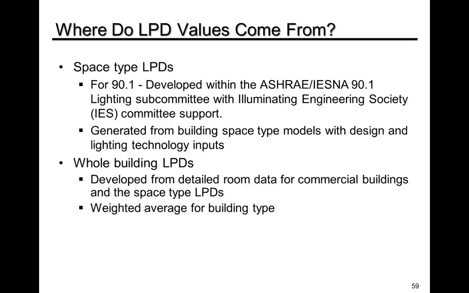And these models have several inputs. They start with Illuminating Engineering Society recommendations for light levels. They incorporate light loss factors. They incorporate current design practice, lots of other inputs to these models. And these inputs are all reviewed each time we go through a cycle. The whole building LPDs are developed essentially directly from these space types. And what happens is there's a large data set of very detailed room-by-room, space-by-space data for existing commercial buildings. The space-by-space LPD numbers are applied to that data set, and you end up with a weighted average for a building, and that becomes the LPD. So that's where those come from.